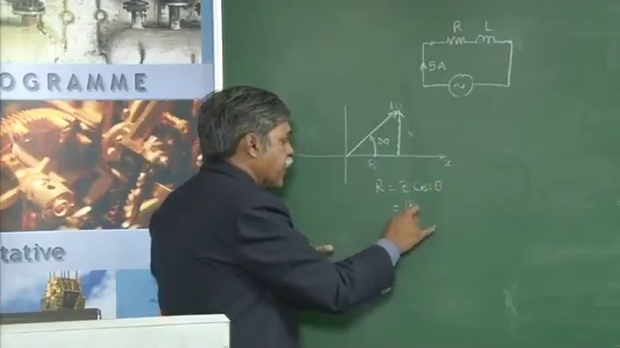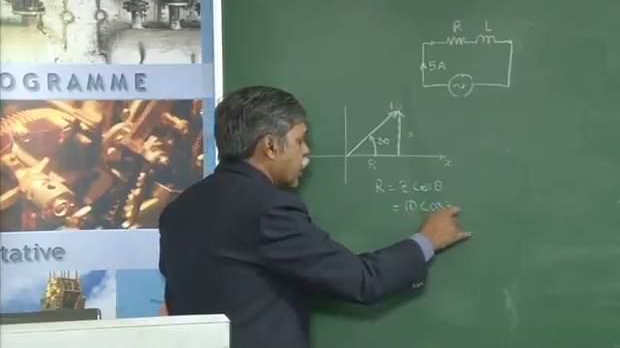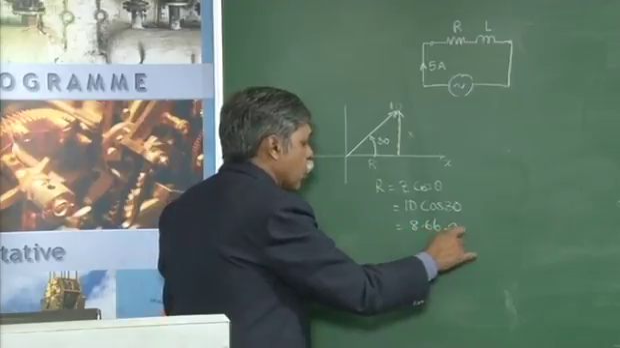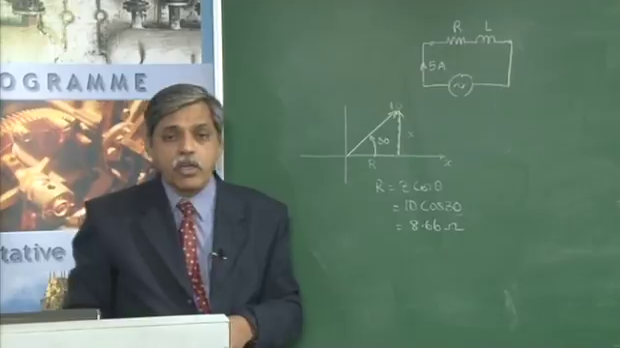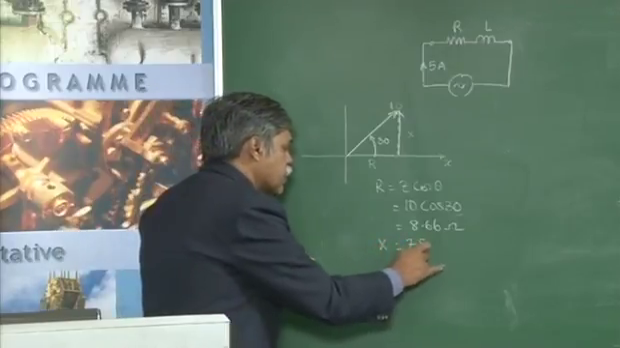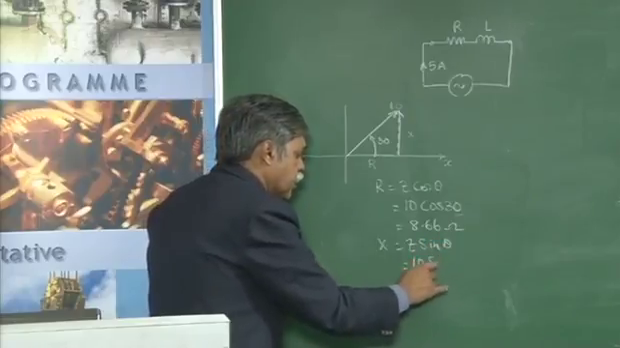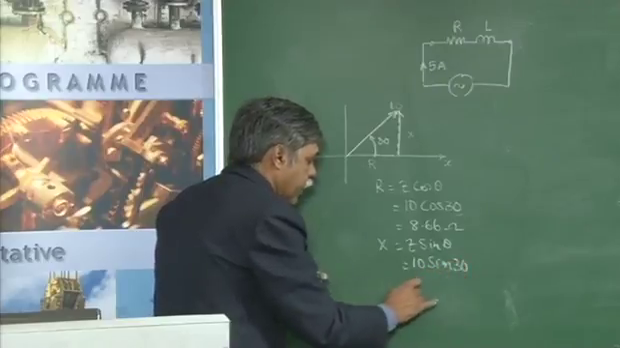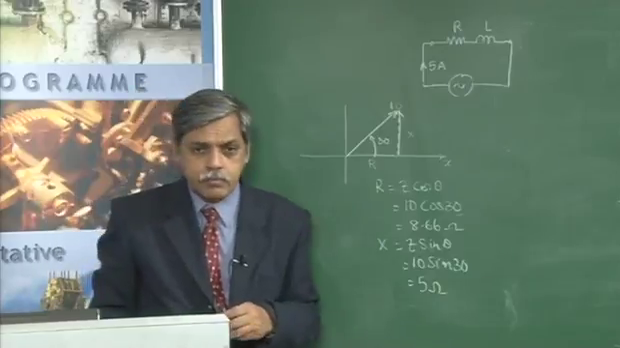So value of Z is 10, cos theta this is 30, so I will be getting resistance as 8.66 ohms. This is 0.866 you get multiplied by 10, 8.66. Reactance X is equal to Z sin theta here. So Z is 10, sin 30 is half, therefore I will be getting the reactance as 5 ohms, okay.